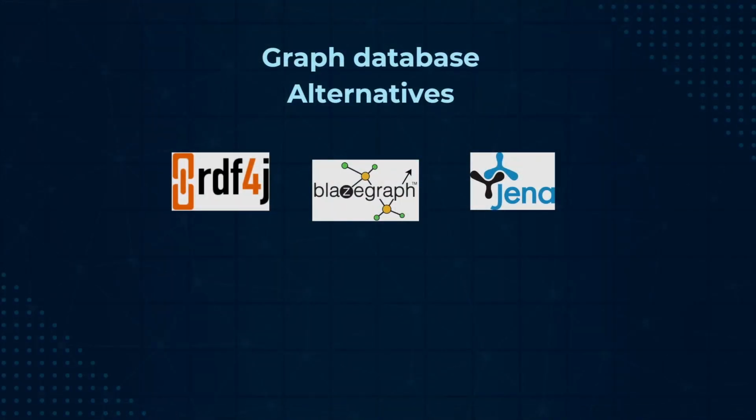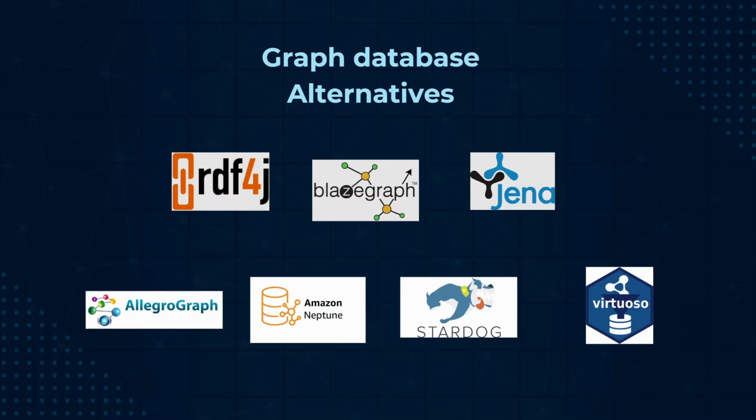Finally, I want to mention that many other triplestores exist. Some of them are free and open source, such as RDF4J, Blazegraph or Jena Fuseki. Others are commercial triplestores that usually cost money through professional licenses.